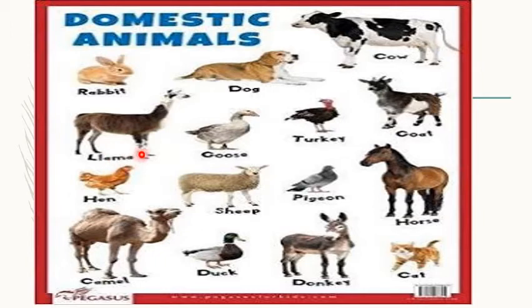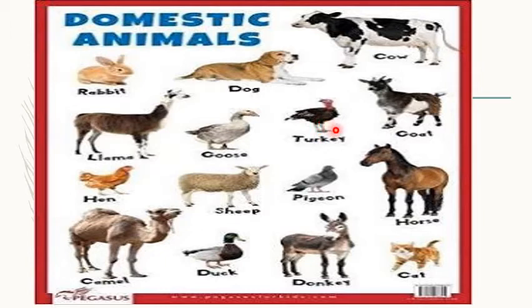L-L-A-M-A. Llama. Good. It's a domestic animal. Now we have the goose. What did I call it? Goose. Good. Then we have the turkey. We do not mean the turkey of a country. No, this one is for a domestic animal.